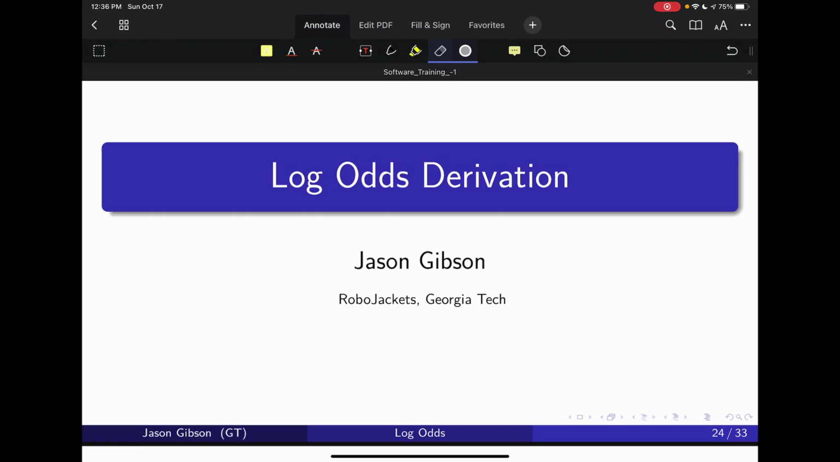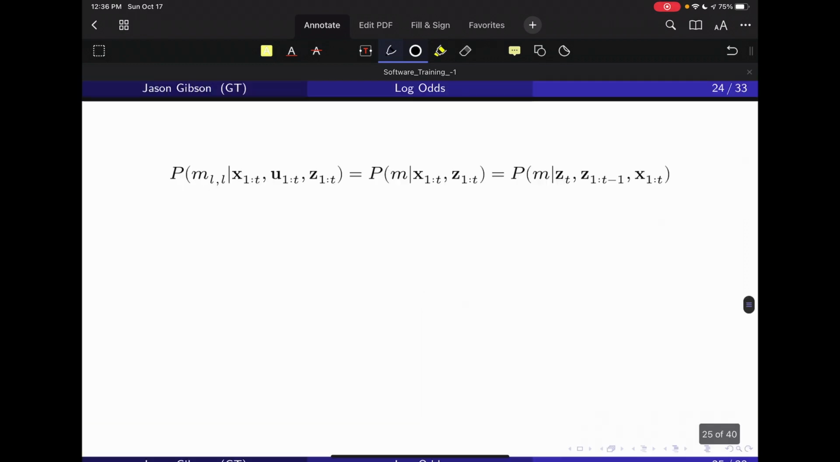Hello everyone, and today we're going to be doing a derivation that looks into the probability of a binary random variable. We're going to use this in the application of occupancy grid mapping, and it's going to be this thing called log odds, and we'll get to why it's called that later on. Let's take a look at the equation we ended with last week.